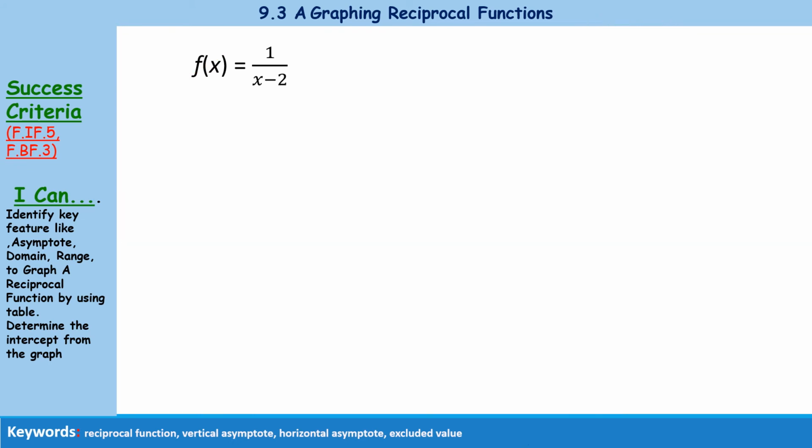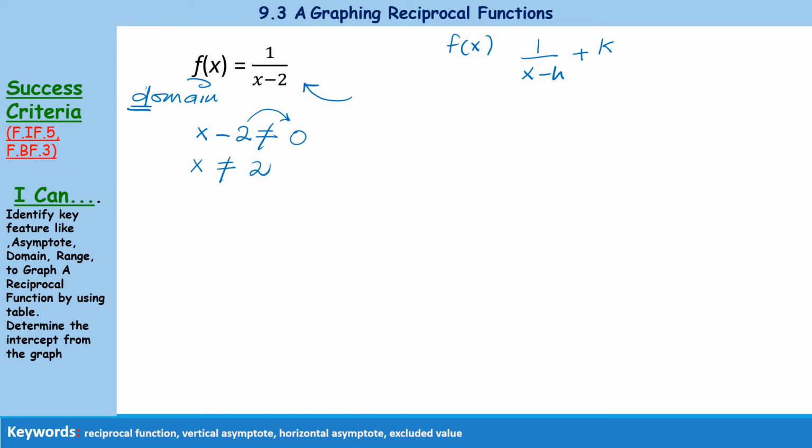Here we have a question, 1 over x minus 2. So let's first of all understand 1 over x minus h plus k. This is our basic equation with which we have to compare our question. First of all, writing the domain. In order to write the domain, we focus on the denominator, and the denominator says that x minus 2 is not equal to 0. Now solve for x, bring the 2 to the other side, and you will get x not equal to 2.